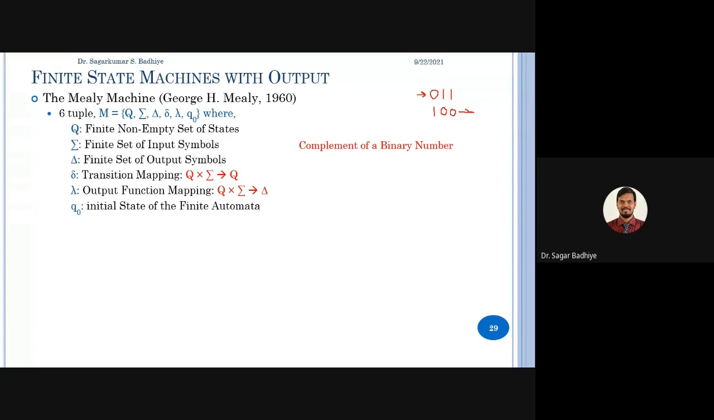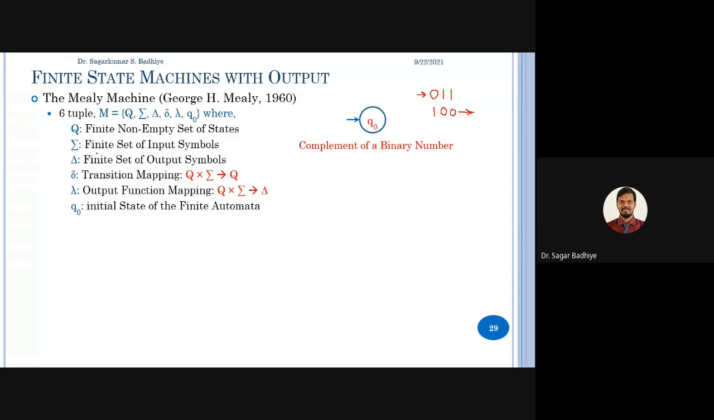So when this particular input string is given to the machine, it produces the following output, right? So simple. This is a Mealy machine. We know that the output is dependent on the transition, that is the current state and the current input combination. So let us try to design it.